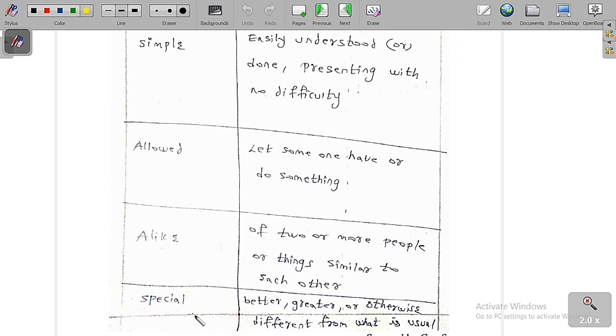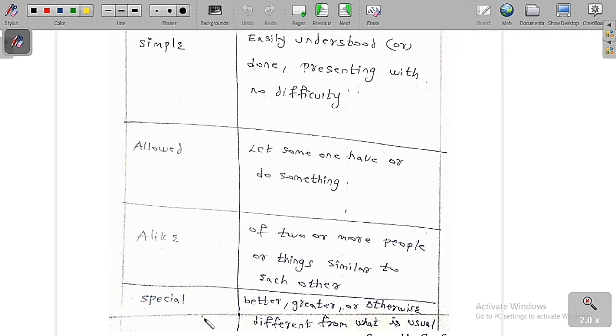So finally I can say unique means very special or unusual, being the only one of its kind, unlike anything else. Simple means easily understood or done, presenting with no difficulty. Allowed means let someone have or do something. Alike means of two or more people or things similar to each other. Similarly, special means better, greater, or otherwise different from what is usual. So simply we can say that for unique, the synonym is special.